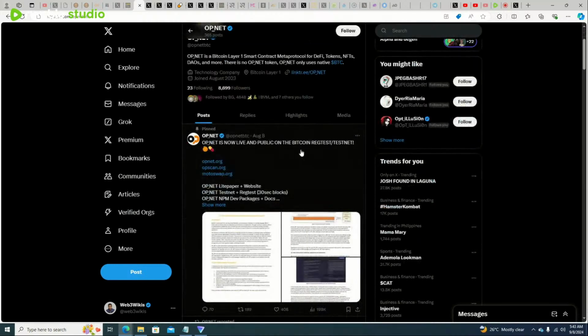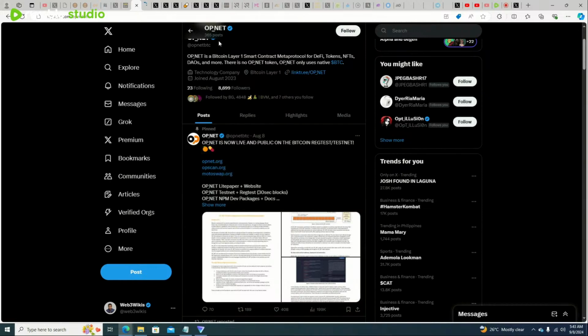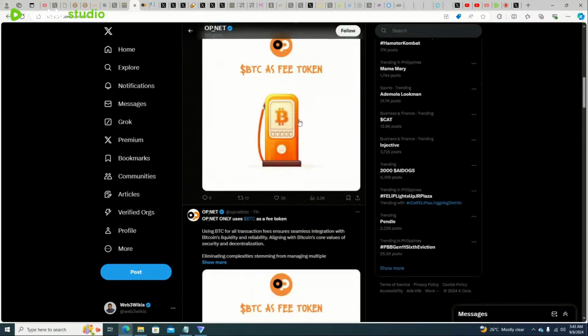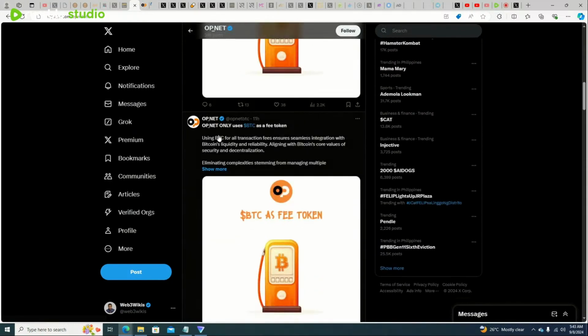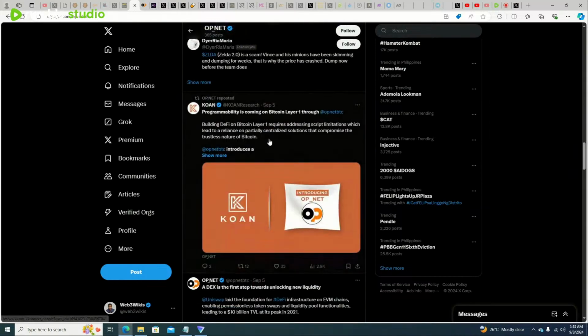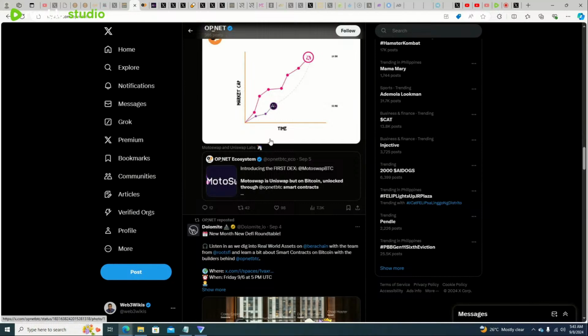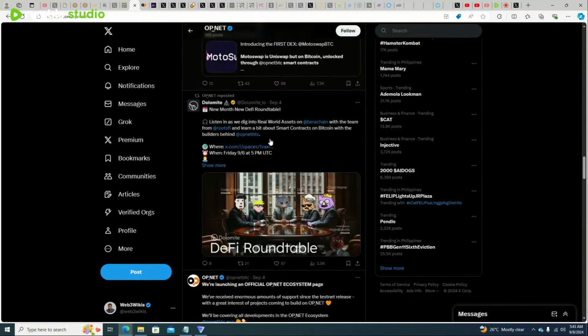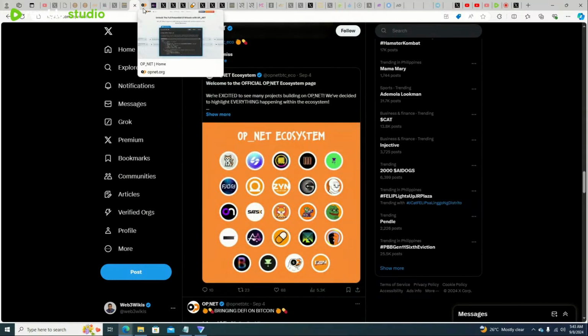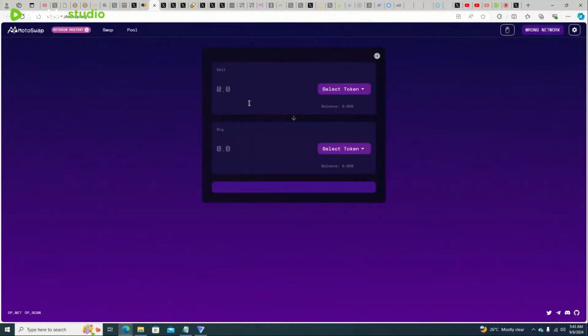For those who were not early to Bitcoin, Fractal Bitcoin, they may be interested in opportunities provided by virtue of OPNet. I'll open this as well. So, BTC as fee token. Okay, we get the gist. For now, we want to know where they are, where they have reached in terms of their evolution.